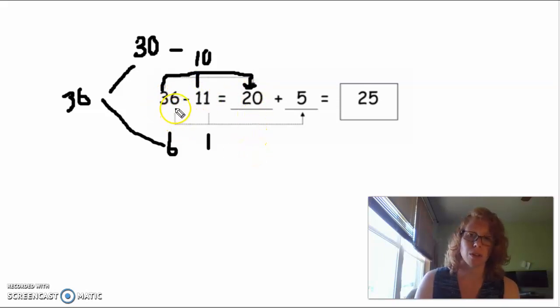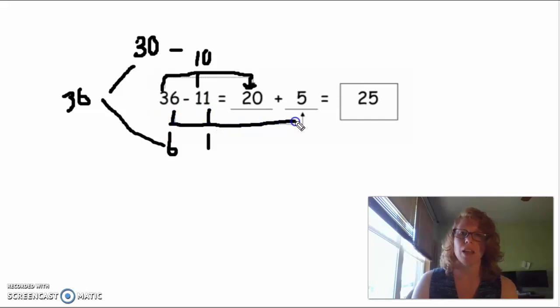Now down here I think we're looking at the ones place. We've got the 6 take away the 1 from the 11, and that makes 5. 6 take away 1 is 5. So our answer, 36 take away 11, we split apart each place value. We have 20 for the tens place, 5 for the ones place, and then we're going to put it back together because that's what you do in expanded form. You take it apart and you put it back. And we get the answer of 25. 36 take away 11 is 25.